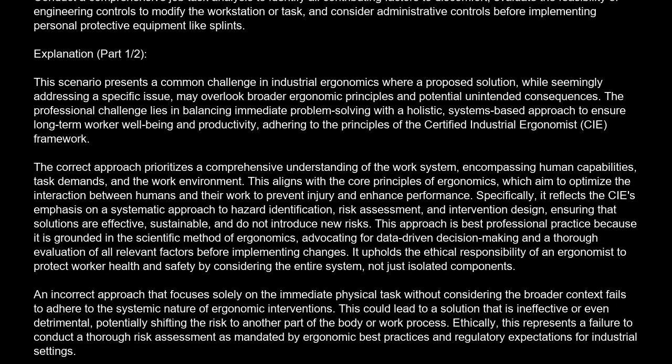Correct answer is B. Conduct a comprehensive job task analysis to identify all contributing factors to discomfort. Evaluate the feasibility of engineering controls to modify the workstation or task, and consider administrative controls before implementing personal protective equipment like splints. Explanation. This scenario presents a common challenge in industrial ergonomics where a proposed solution, while seemingly addressing a specific issue, may overlook broader ergonomic principles and potential unintended consequences.